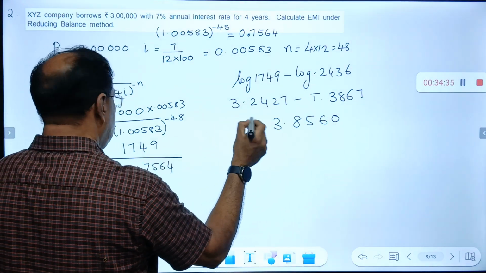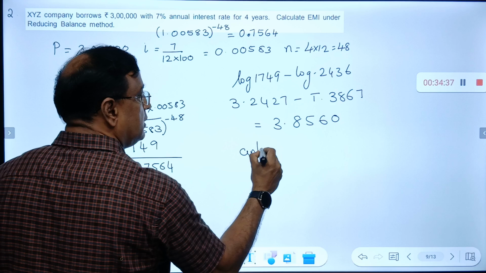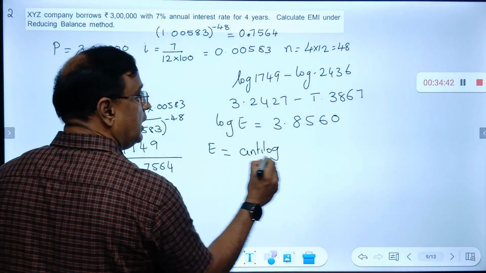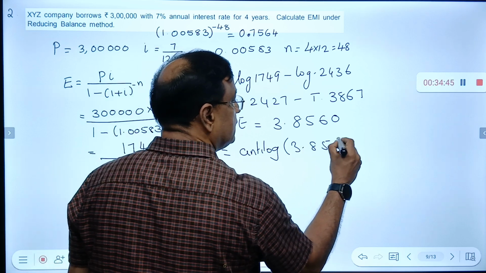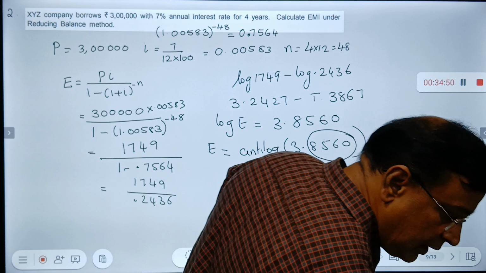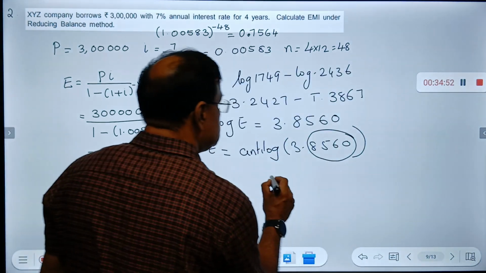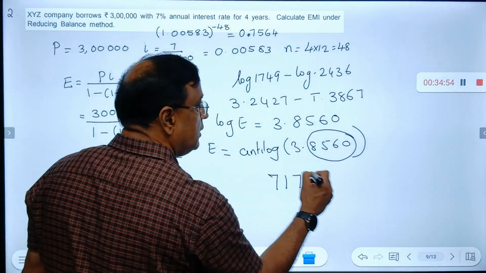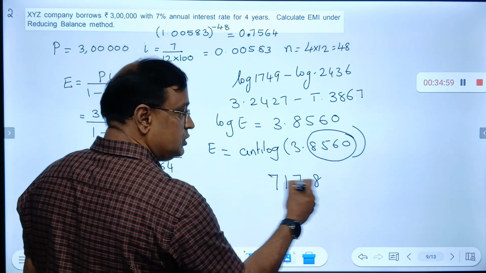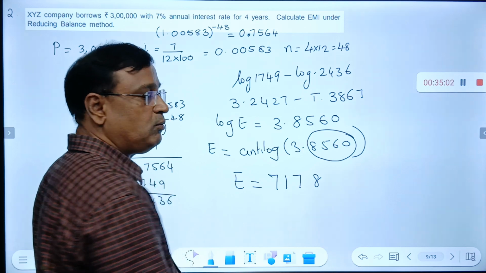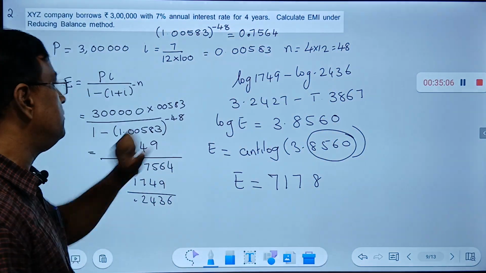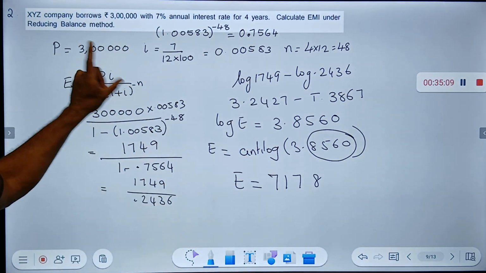Okay. So now you take anti-log. This is actually log E. So E equal to anti-log of 3.8560. Now look at the anti-log of 8560. The anti-log of 8560 will be 7178. Since it is 3 characteristic, it should be a 4-digit number. So my EMI is 7178. There will be a slight variation from the book answer because we are using logarithm. Okay, I hope this is clear to you.